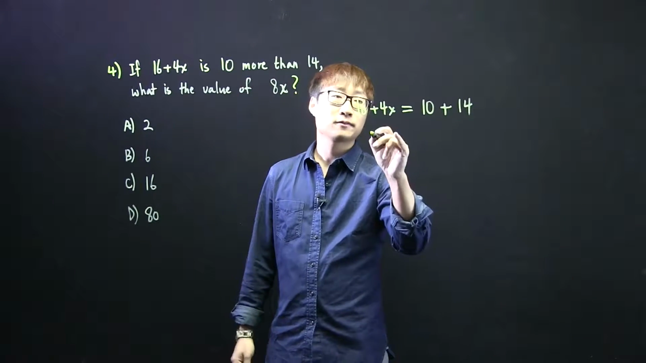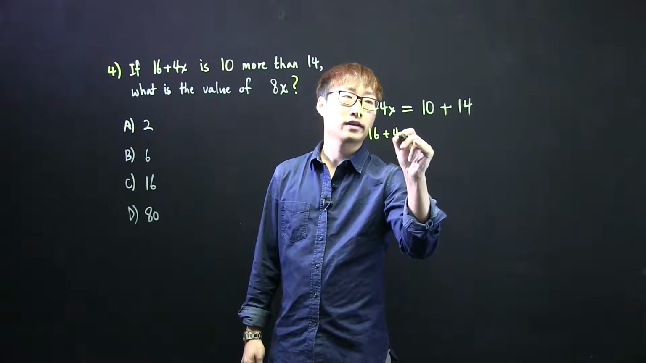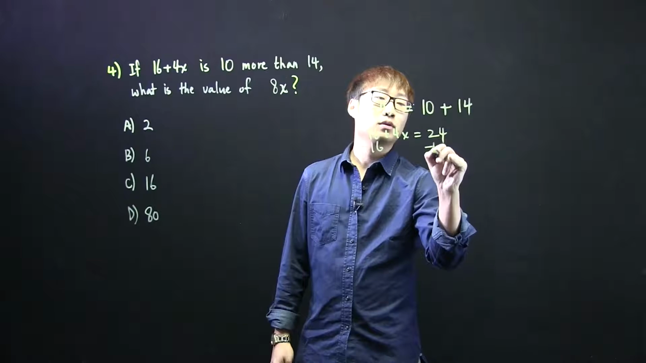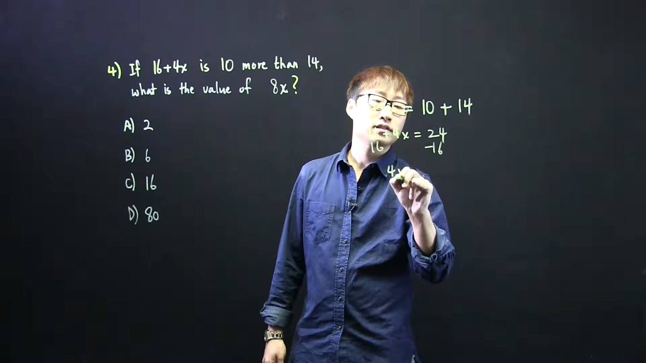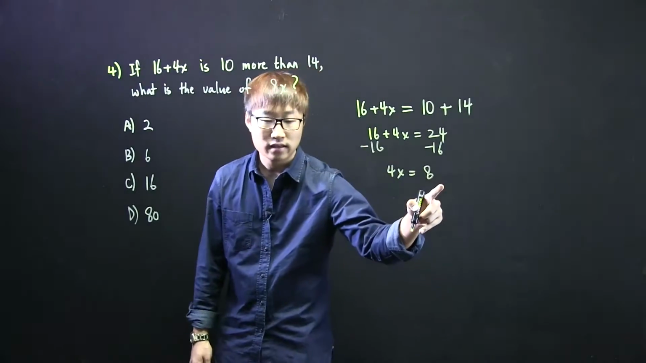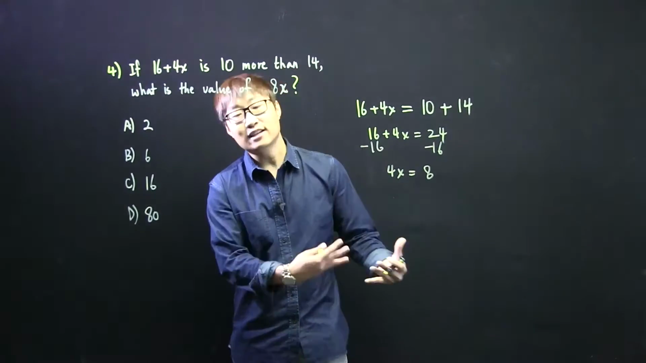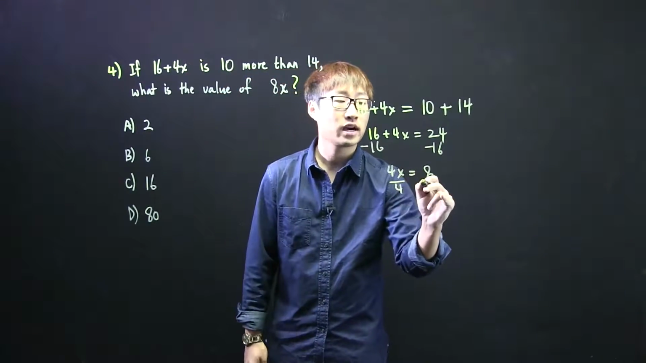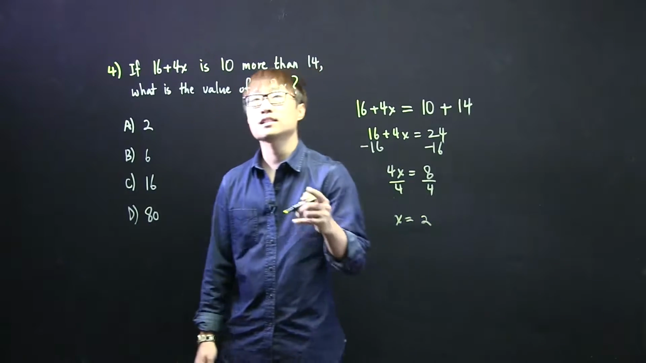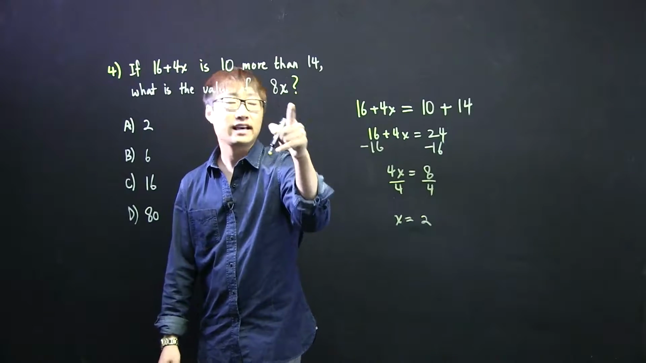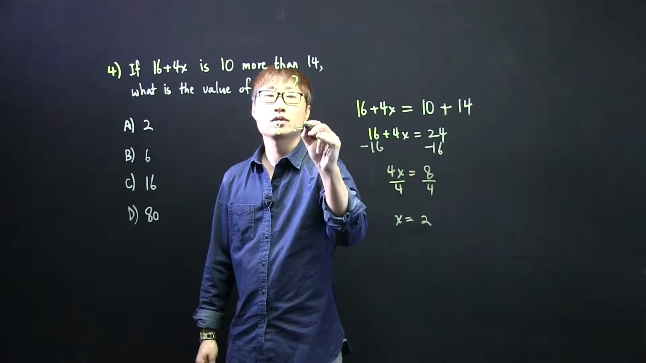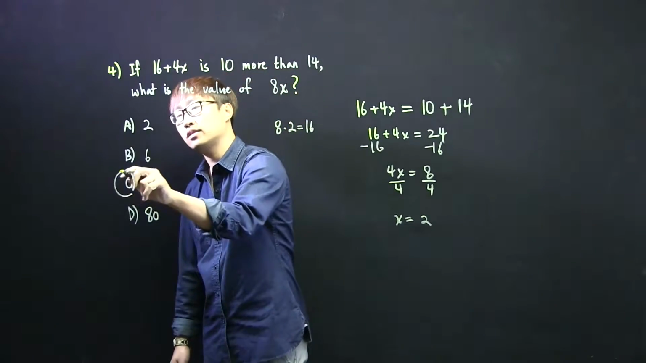So let's solve for that first. So 16 plus 4x is equal to 24. Subtract 16 on both sides. 4x is equal to 8. Pay attention here. 4x is equal to 8. What does everybody just naturally do? Divide by 4 on both sides. And you get x is equal to 2. And the question is asking for what? The value of 8x. I found that x is 2. So 8x is 8 times 2, which gives me 16, my answer choice, C.